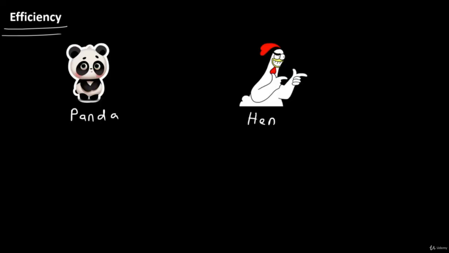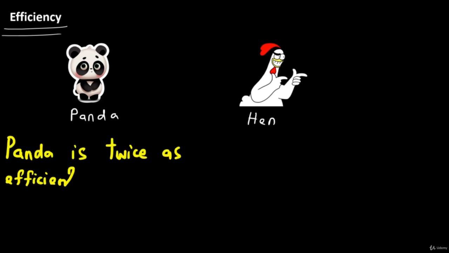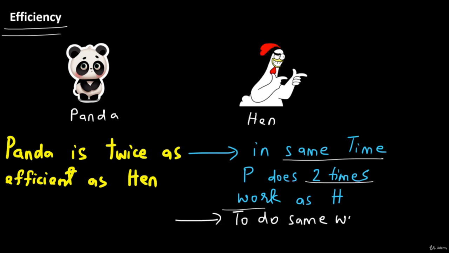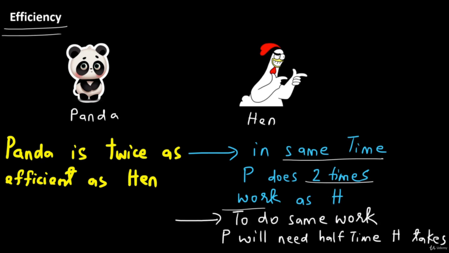Hi students, in this video, let's discuss efficiency based problems. Alright, now over here I have two people, I have panda and hen. Now say it's given that panda is twice as efficient as hen. So what does this mean? It means that in the same time, panda does 2 times the work as hen, right? In the same time, panda does 2 times the work as hen. Or it means that to do the same work, panda will need half the time that hen takes.